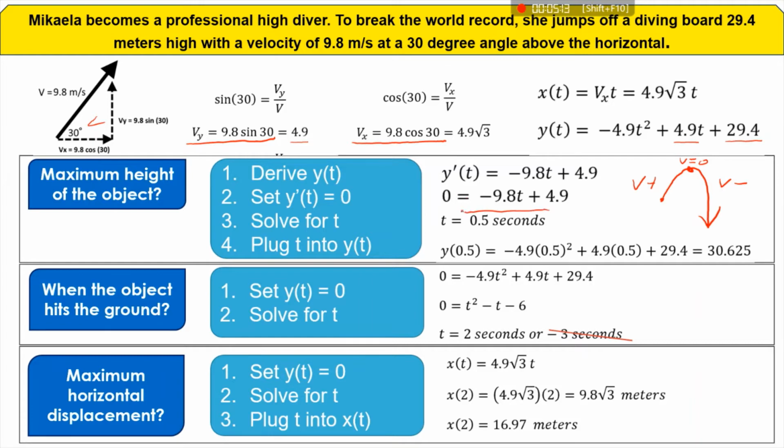If I do, I get half a second. If I want to figure out how high the object went, then I can take that time and plug it into my vertical displacement equation to get how high we are in meters at half a second after Mick jumped off the diving board. In this case, 30.625 meters.